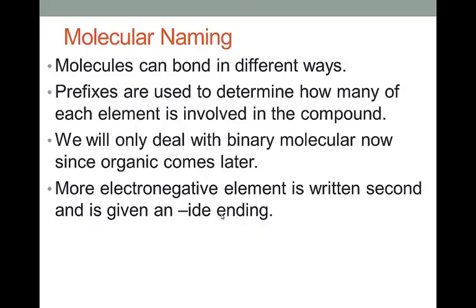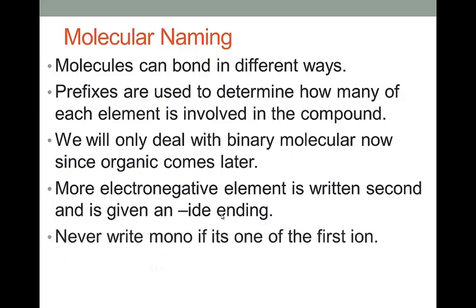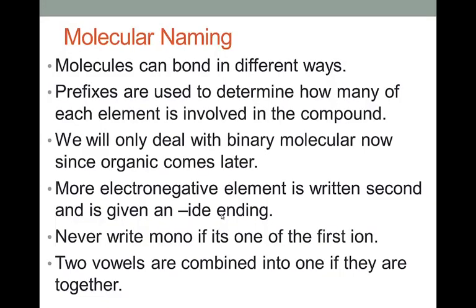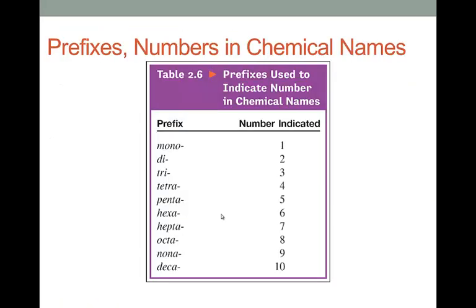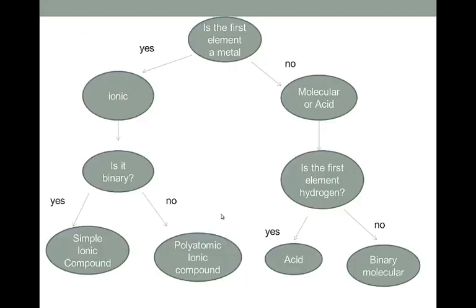We always write the less electronegative element first, the one that has the lower attraction for electrons, and the more electronegative element second, and that more electronegative element is given an "ide" ending. Never write mono if it's the first element, and two vowels are combined into one if they're put together. So if you end up with pentaoxide, meaning 5 oxygens, you just say pentoxide. So here are the prefixes for molecular compounds: mono, di, tri, tetra, penta, hexa, hepta, octa, nona, and deca. And so basically you just use that prefix for how many of each element is in the compound.